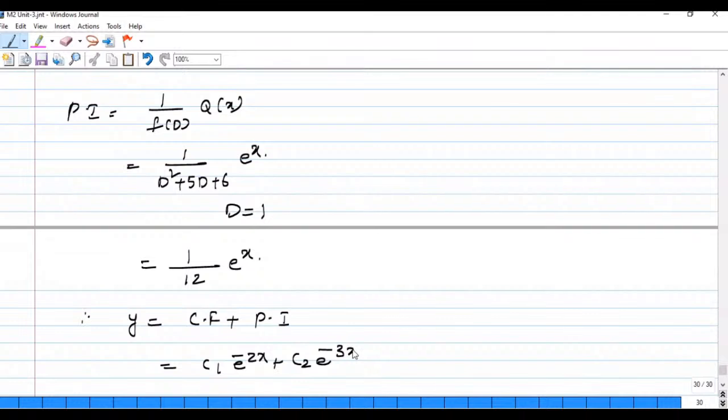Next, write down and solve: D square y by dx square plus 4 dy by dx plus 3y equal to e power 2x. Find out the solution.